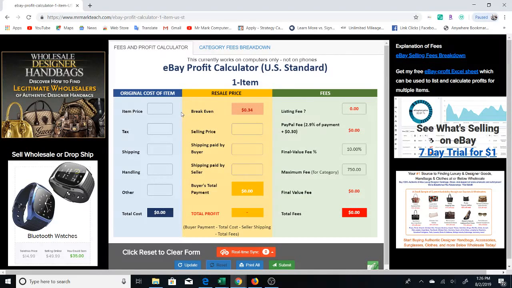This is Mr. Mark, and I created this calculator as a quick reference for calculating the profit you will receive when you sell an item on eBay. The first section of this calculator is the original cost of the item.